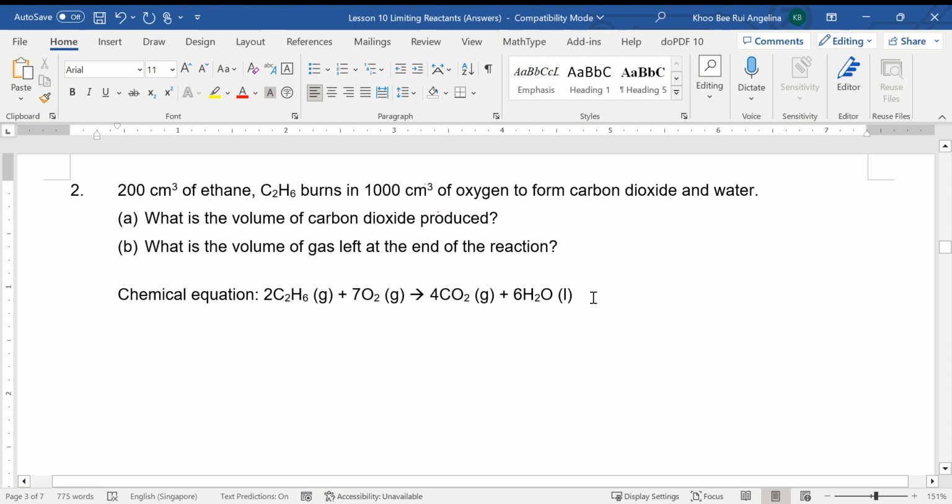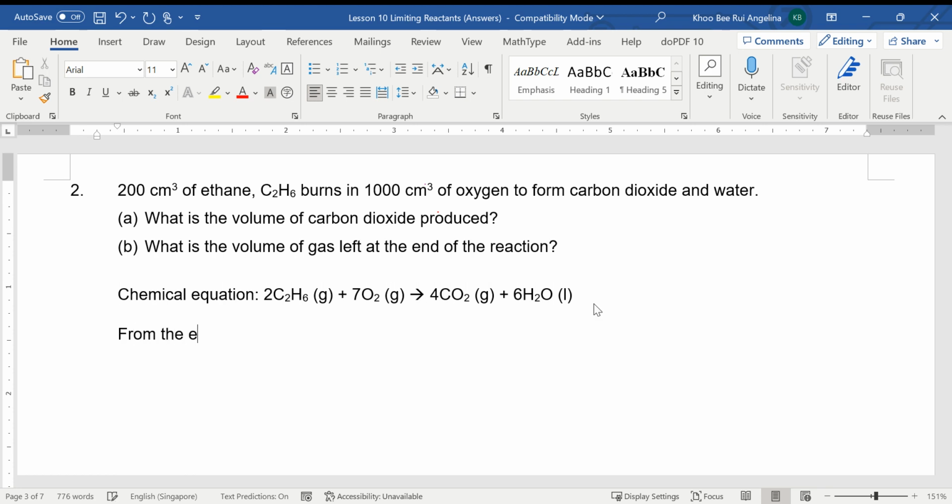Okay, so let's move on to the question. As you can tell, ethane and oxygen are both in the gaseous state, so it is not necessary for me to find mole first and then convert to volume. I mean, convert from volume to mole and then back to volume again. Instead, I can just compare mole ratio directly. So I'm just going to show you how I do this.